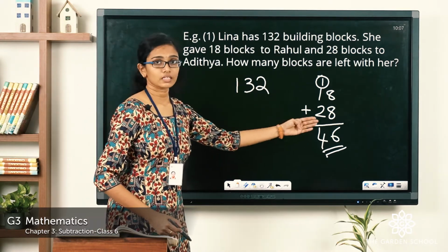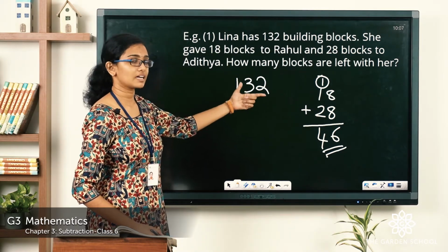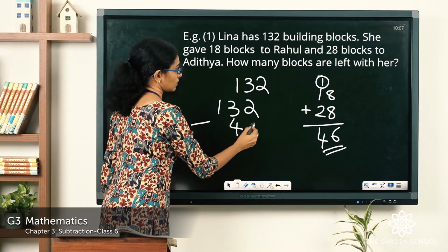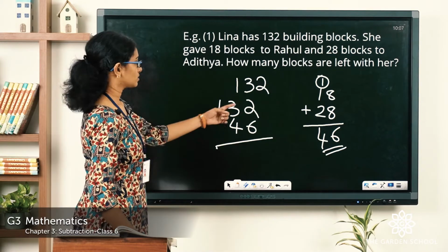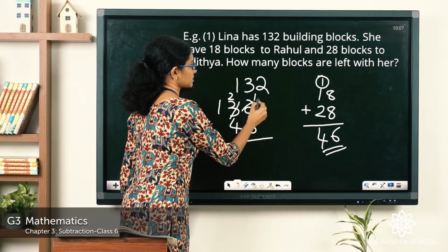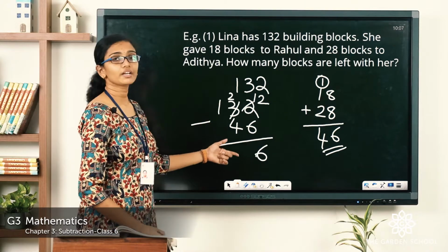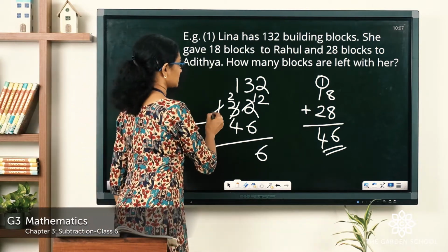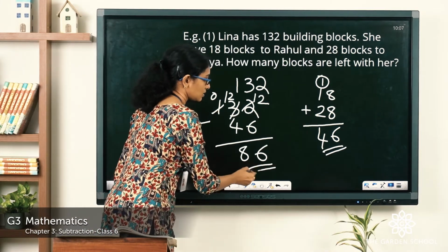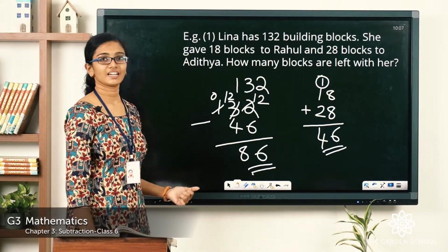So let's subtract this total number of blocks she gave to her friends from the total number of blocks she already had. So that will give us 132 minus 46. Now let's subtract. 2 minus 6 we cannot do, so we borrow. So this becomes 2, this becomes 12. So 12 minus 6, it is 6. 2 minus 4 we cannot do, we borrow. This becomes 0, this becomes 12. So 12 minus 4, it is 8. See, we got the same answer. So the number of blocks finally she is left with is 86 blocks.